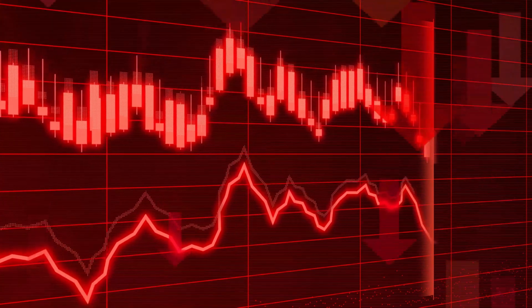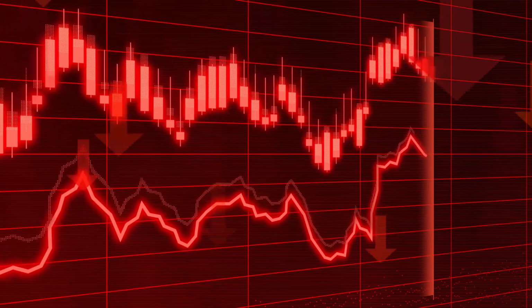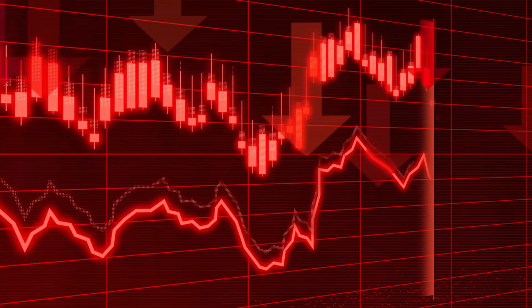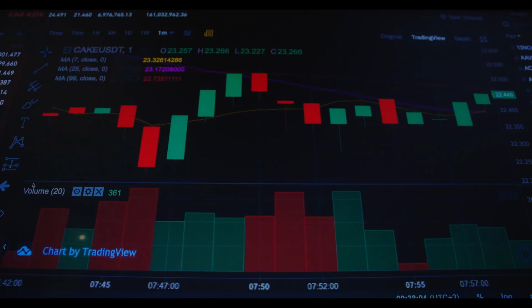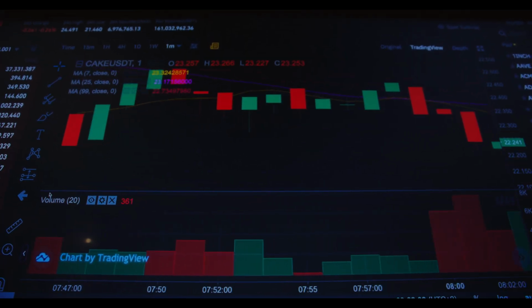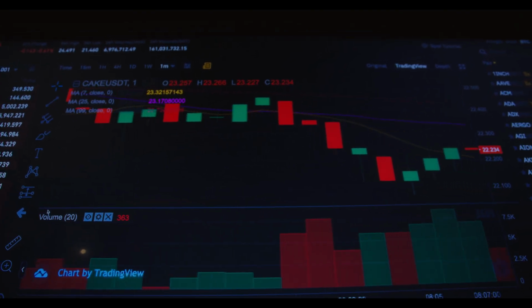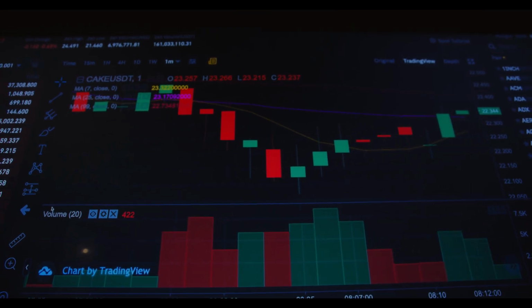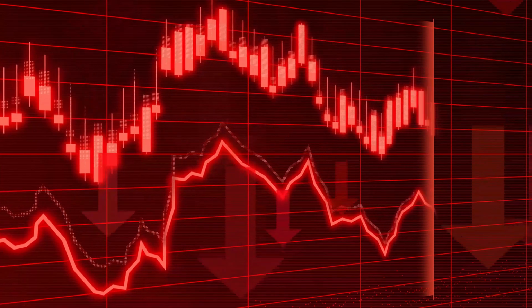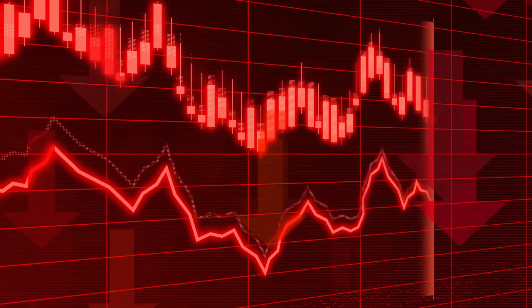Here's a concrete example. A company earns 10 rupees profit per share. Its stock trades at 200 rupees. Divide 200 by 10. You get a PE ratio of 20. This means investors are paying 20 rupees for every 1 rupee of profit. That's it. Nothing more complicated than that. The PE ratio is simply a measure of how expensive or cheap a stock is relative to what the company actually earns.